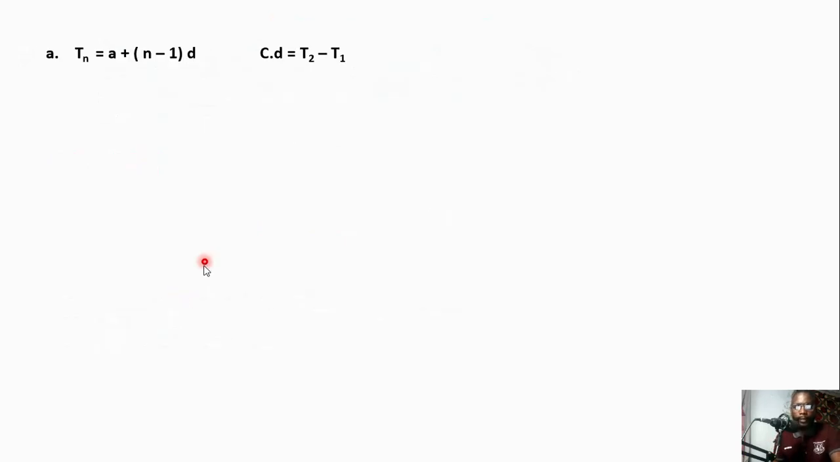So we say our second term is 11, then our first term is 7, then we find the difference there. So the difference is 4. So the common difference is 4. That is what I'll be putting here where there's a d. This stands for the common difference.